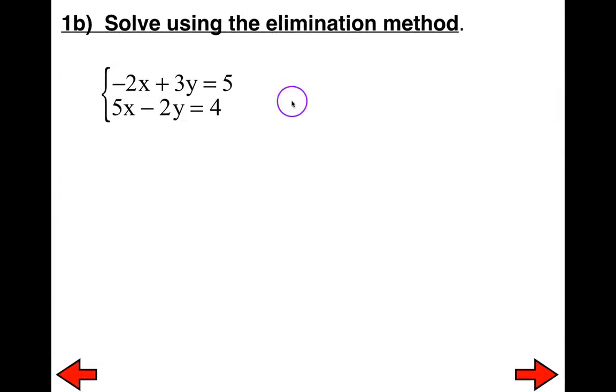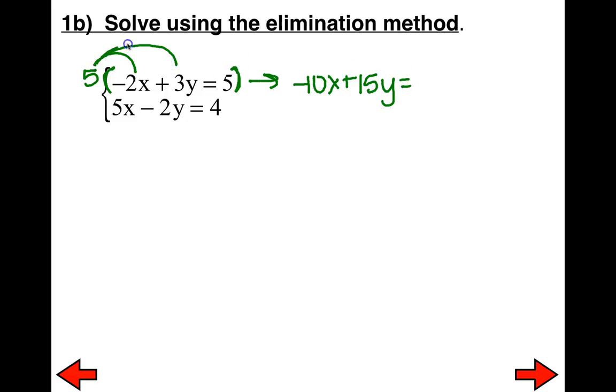Well, let's see. So here, if I wanted to eliminate the x's, I would say the lowest common multiple between a 2 and a 5 is 10. So this equation here would have to be multiplied by a 5. Notice I'm not changing the signs at all because I already have a negative and I have a positive. So that's taken care of. So let's go ahead and change this to a negative 10x and positive 15y equals a positive 25.